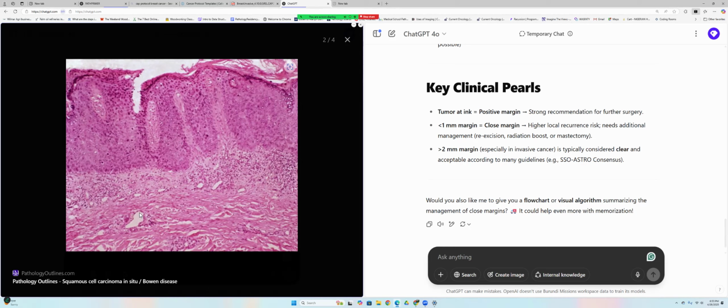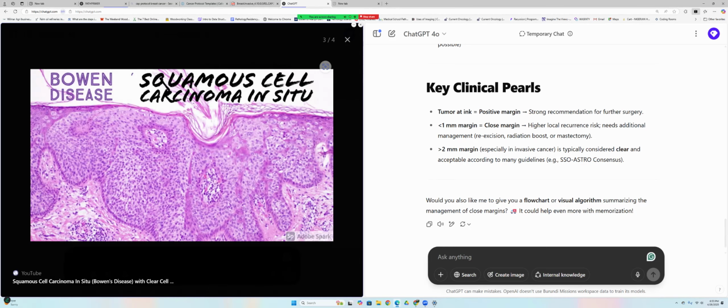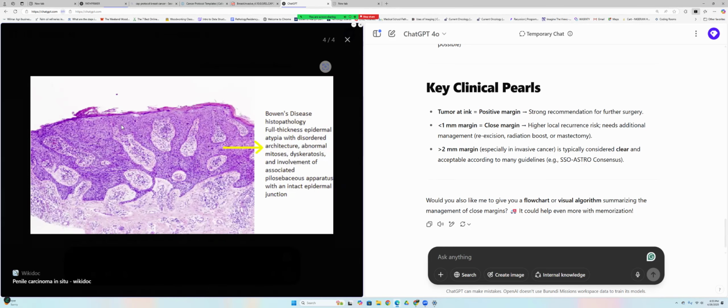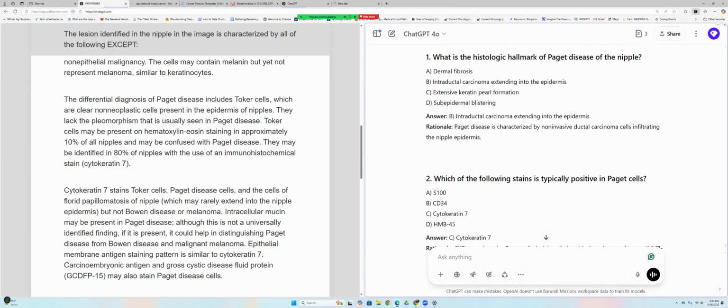There will be some breakouts. Here it's still full thickness atypia, but it's not yet forming nests. Full thickness atypia still connected to the epithelium. Full thickness epidermal atypia with disorganized architecture, abnormal mitosis, and an intact epidermal junction. So it's not yet forming nests. So let's come back. Finally, it's ready.